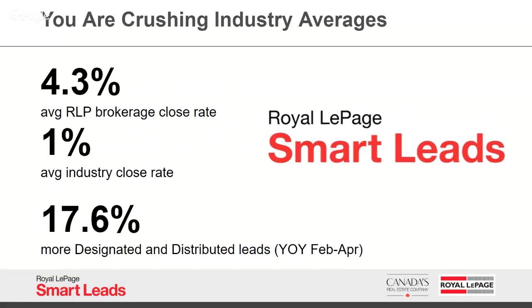Okay, I want to share some stats with you guys because overall you are crushing the industry average. So what do I mean? The average industry close rate for online leads is 1% or less. The average Royal LePage brokerage close rate is sitting at 4.3%, which is fabulous. Give yourselves a hand. And just so you know, year over year, we have increased the percent of leads going to our agents by 17.5%. And that's because we're constantly investing more money to market your listings and everything to our consumers.